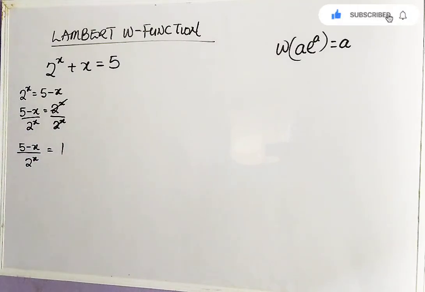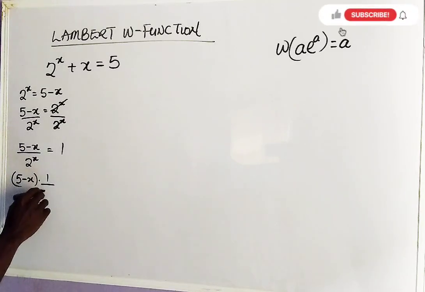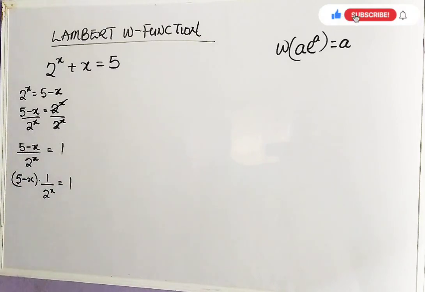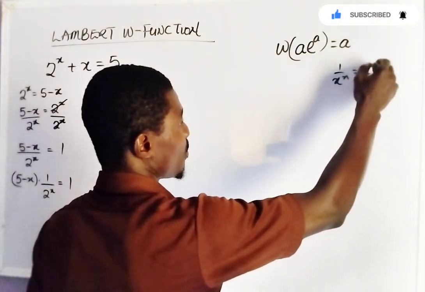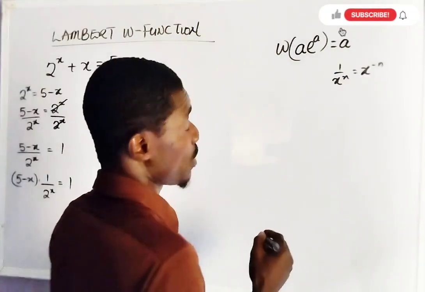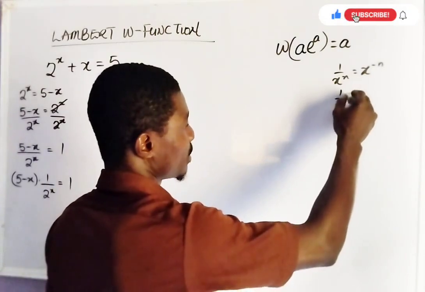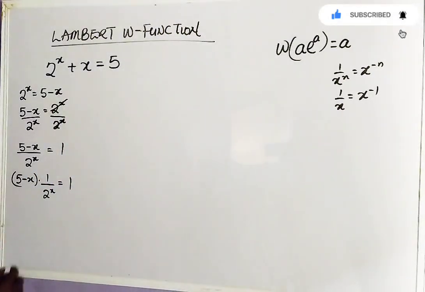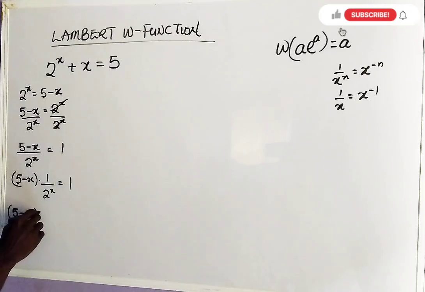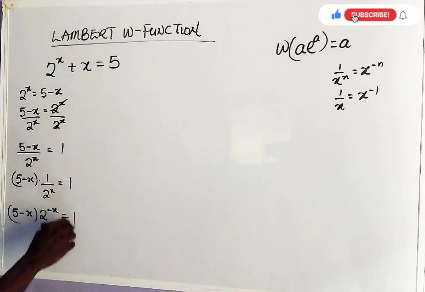Now this part of the equation can also be rewritten as 5 minus x times 1 all over 2 raised to the power of x equals 1. Okay? Alright. Now let us take note that according to the law of indices, 1 all over x raised to the power of n is the same thing as x raised to the power of minus n, right? Let us now apply this rule. Here, we end up having 5 minus x, times 2 raised to the power of minus x, equals 1.